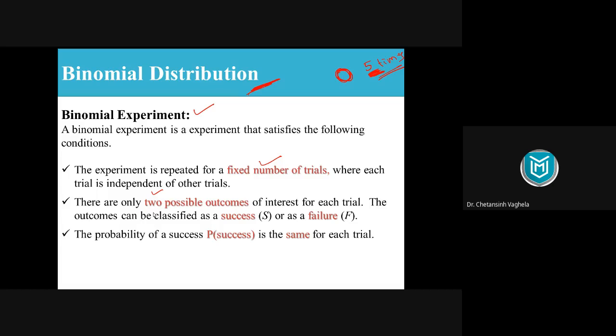Third one: the probability of success is the same for each trial. Suppose in this particular example I'm labeling my success as getting a head, and I'm tossing a coin 5 times, repeating the experiment a fixed number of times. Each trial is independent, yes, we know that. There are only two possible outcomes, इसके लिए भी या तो H आ सकता है, या तो T. Now I am associating my success with getting a head. Getting a head is a success.